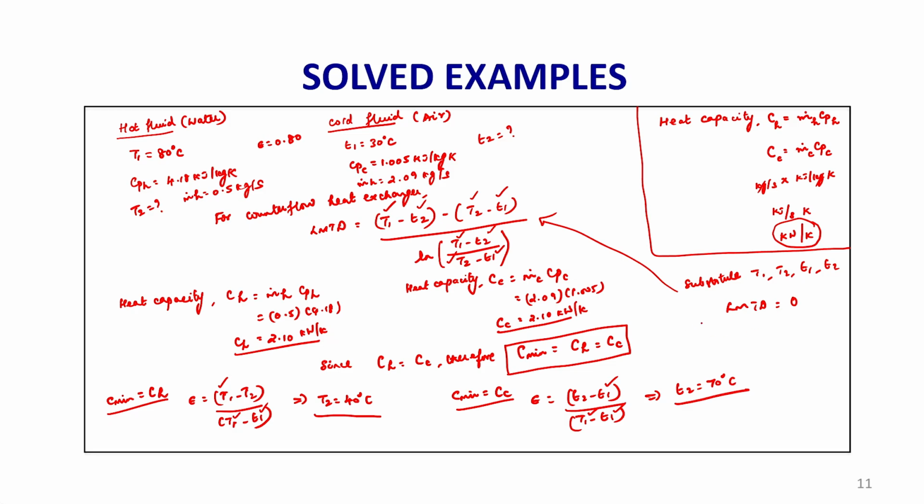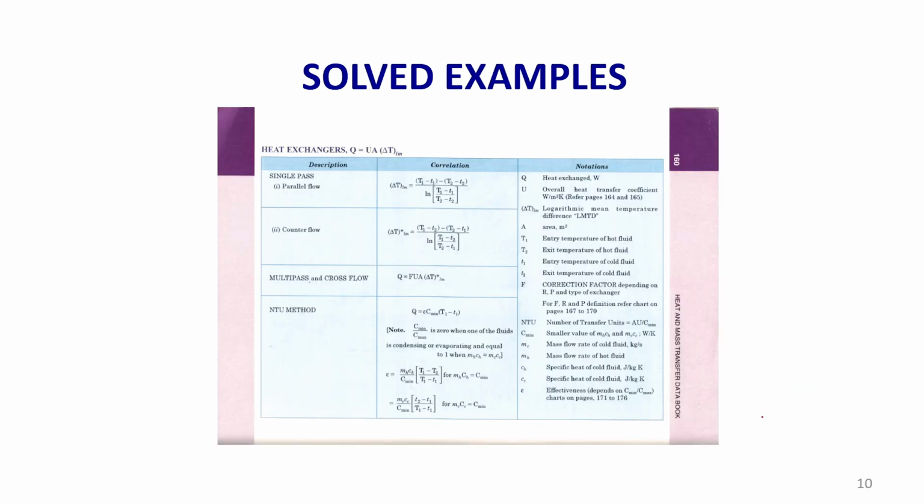Since LMTD is equal to 0, we have to take LMTD as capital T1 minus small t2. This will be equal to capital T2 minus small t1, which is equal to 10 degrees. So that completes the problem. This is the final answer: LMTD for the given question is 10 degrees centigrade. That's what I have calculated here.